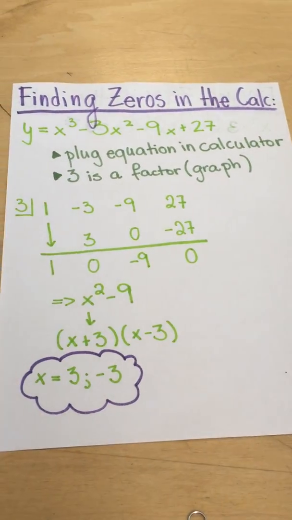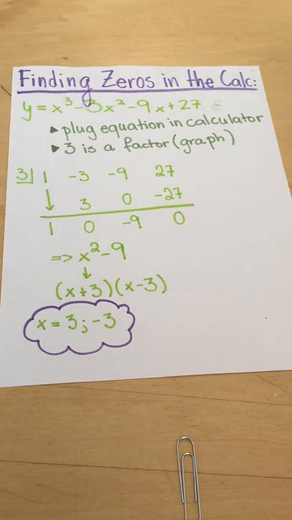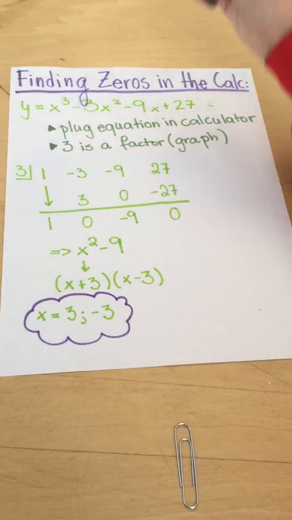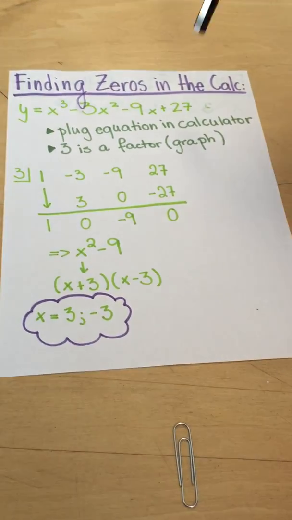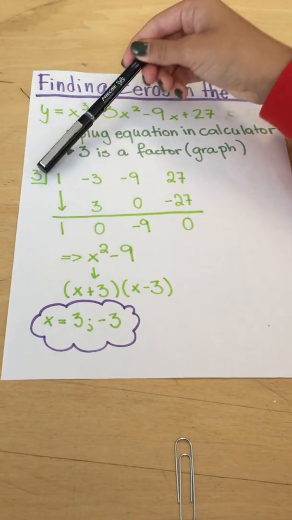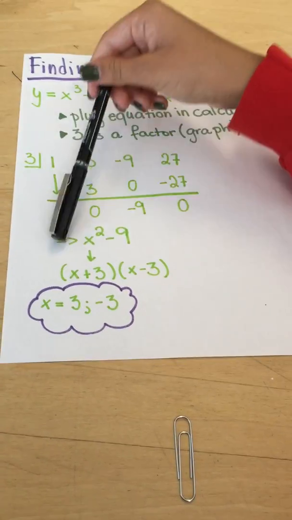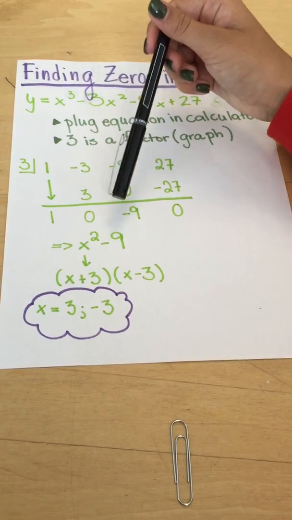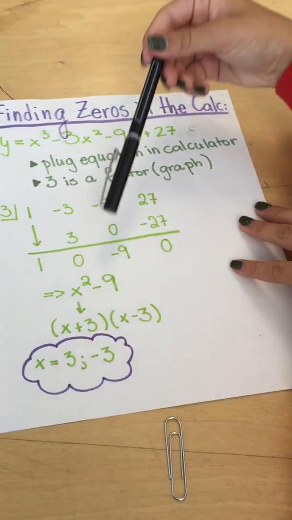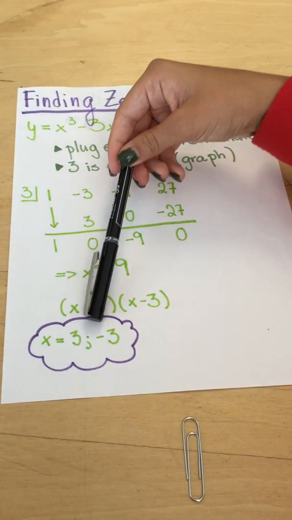You can also find zeros in the calculator by putting the entire equation into the y equals and then graphing it and finding where it intersects the x-axis. Then you use that and put that in synthetic division. So our x-axis intersection was 3, and so you put 3 over here because that's what x equals, and then you use synthetic division and drop it down and then solve it out. You get x squared minus 9, and then you can factor that out and get 3 or negative 3.